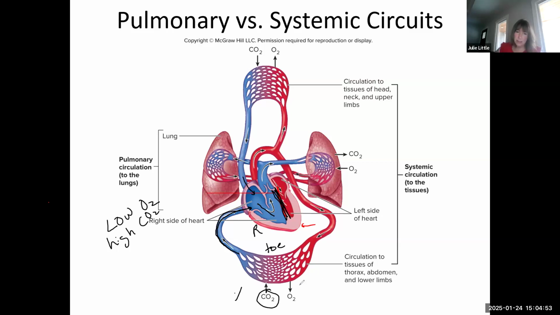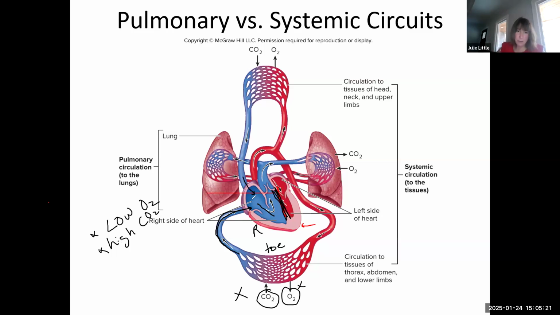And our cells are out here. So the blood coming to the tissues has high oxygen, and the oxygen leaves, and we end up with a lot of carbon dioxide in the blood. So as we're entering in the right side of the heart, we have low oxygen, high carbon dioxide blood, because it's draining, it's taking the carbon dioxide away from the tissues, and the tissues have used up all the oxygen. So where are we going to get more oxygen?